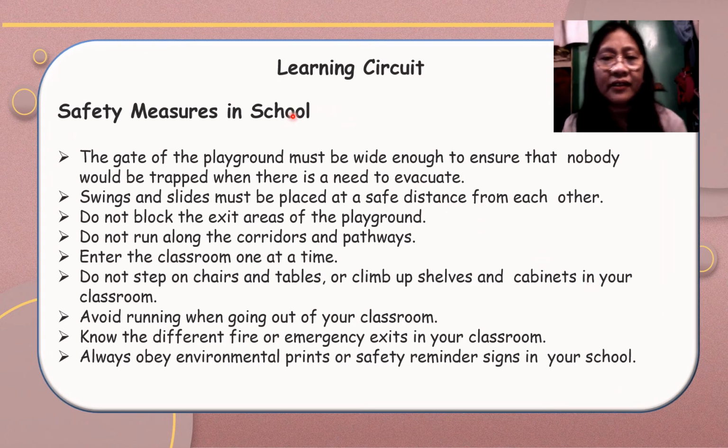For our learning circuit, there are safety measures in school. Okay, number 1. The gate of the playground must be wide enough to ensure that nobody would be trapped when there is a need to evacuate. Swings and slides must be placed at a safe distance from each other. Next, do not block the exit areas of the playground.